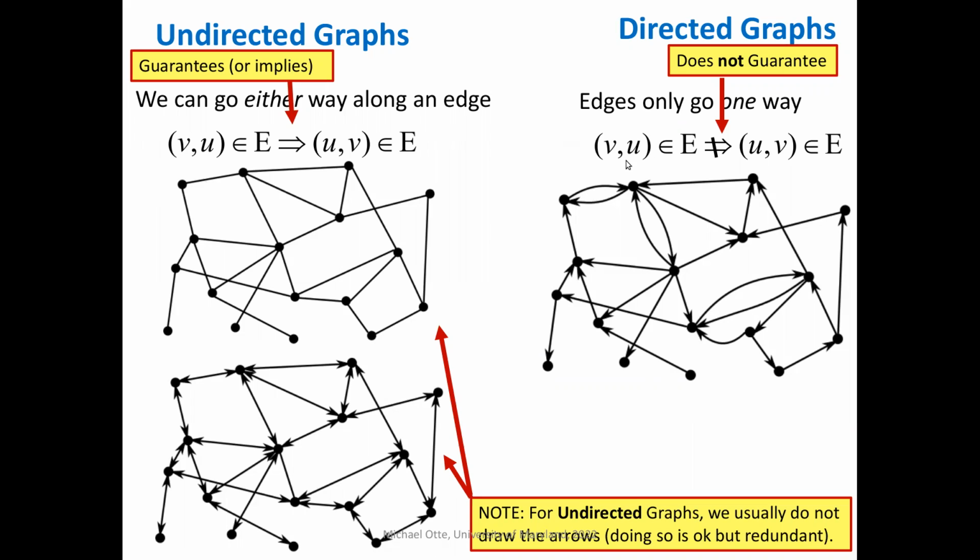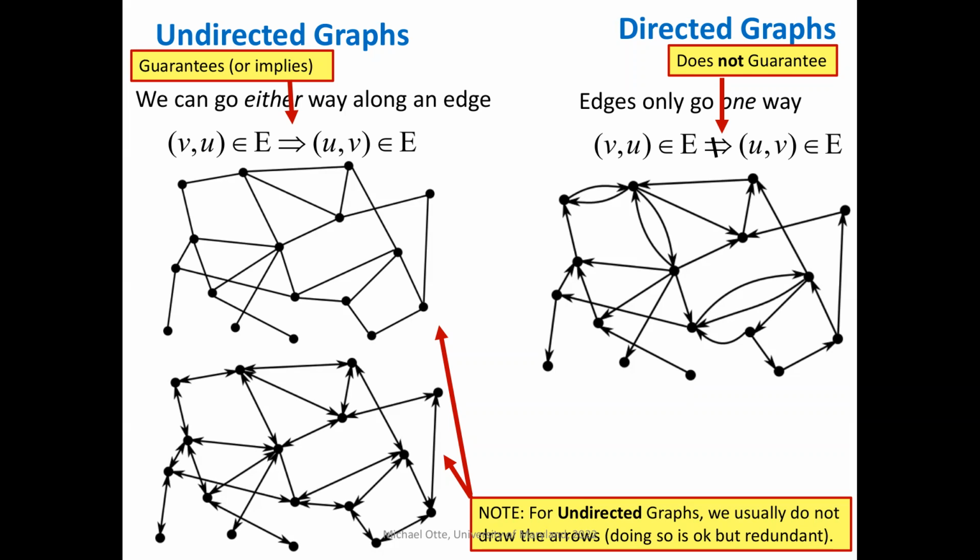Directed graphs, these edges only go one way. So if there's some edge from this node to this other node, it doesn't automatically mean that there's an edge in the other direction. This would be useful, for example, for a fixed wing airplane, right? It has to keep moving forward the whole time. It can't just stop and reverse because it needs lift over its wings.